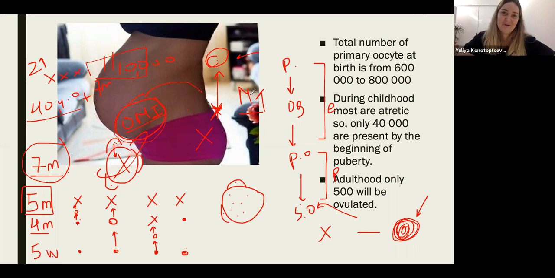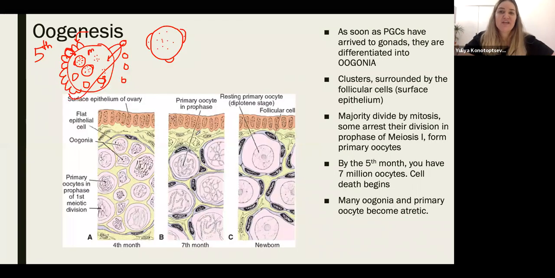Okay, I should add one more detail. Agree with me, this prophase is going to be very long, right? Because it's until the puberty. So this prolonged prophase actually has a name. It is known as the diplotene stage. So to freeze the oocyte, we put it into the diplotene stage.